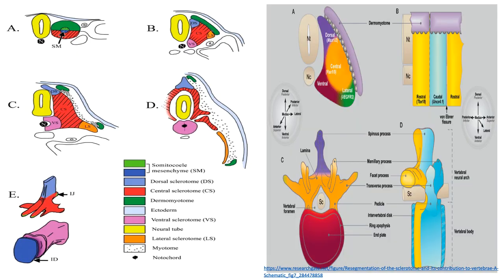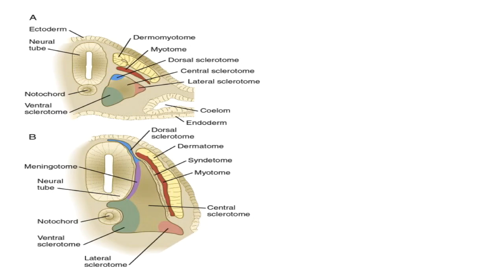All right, and this is also just another diagram to describe that. So this diagram is also talking about the same thing. You can also see the dorsal aspect. You can see the meningeal aspect of it that forms the meninges. You can see the ventral aspect in green.